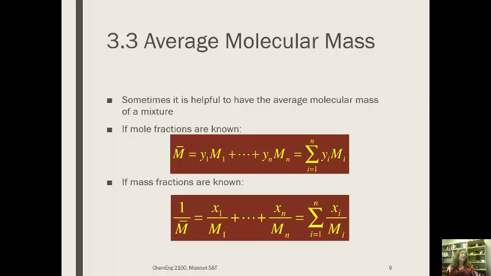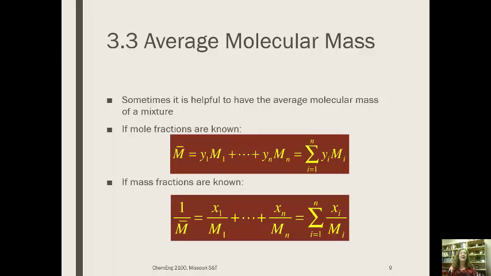So sometimes it's really handy to be able to just know what the average molecular mass is of a mixture. If you have mole fractions, all you need to do is take the mole fraction times the molecular mass for each species, multiply them, and add them up.